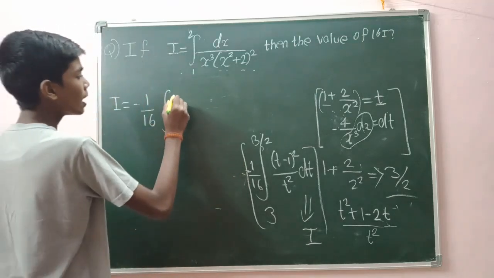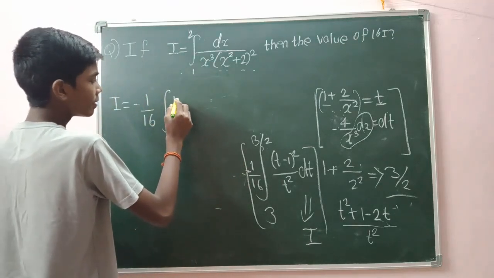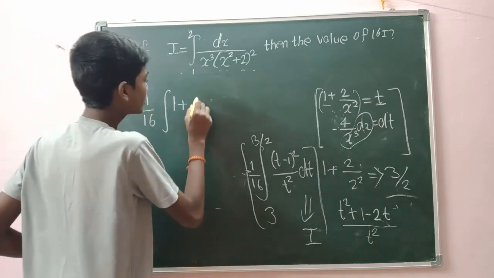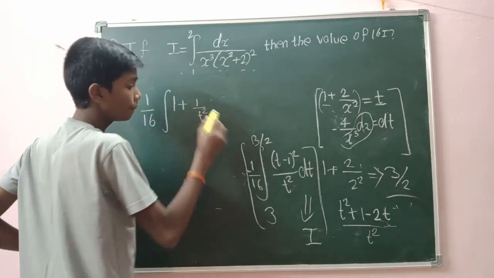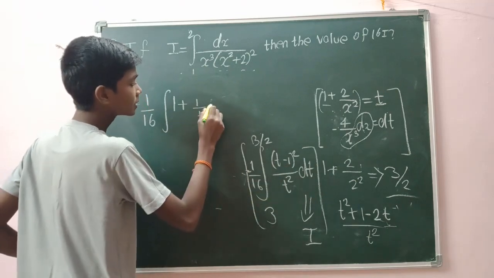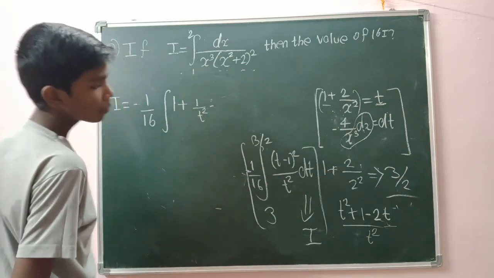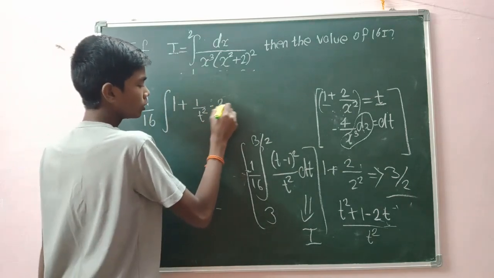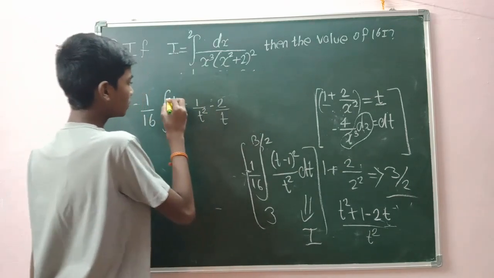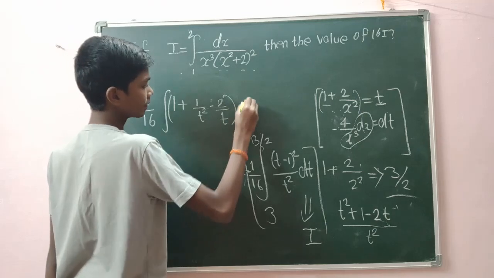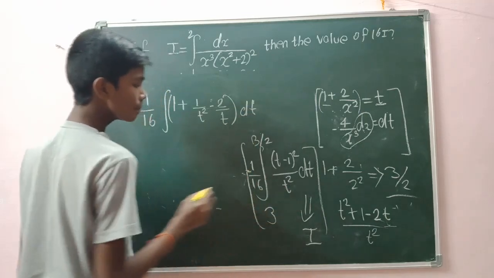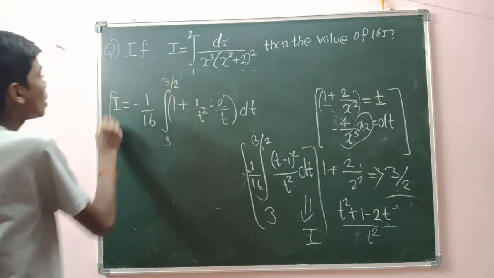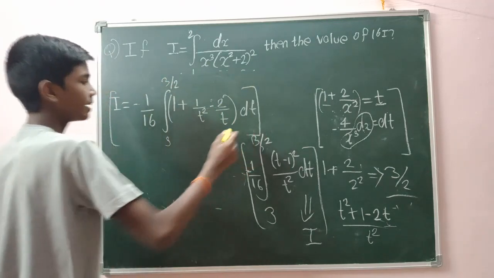That will be nothing but 1 plus 1 by t square, minus 2t by t square, which will be what? 2t by t square will be 2 by t. Then dt, from 3 to 3 by 2. And this is what you will finally be getting.